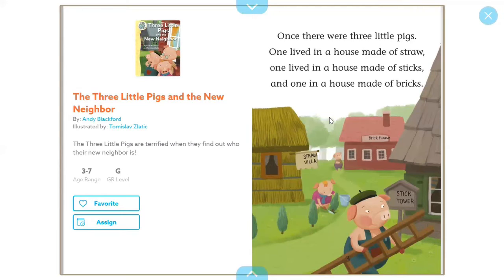So we read the first page, so we all know that the pigs built their houses, one out of straw, one out of sticks, and one out of bricks. Okay, so let's continue.